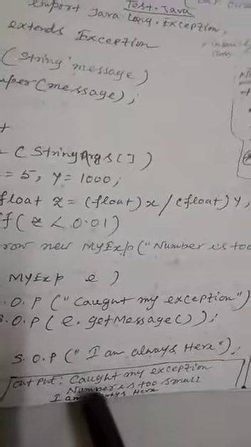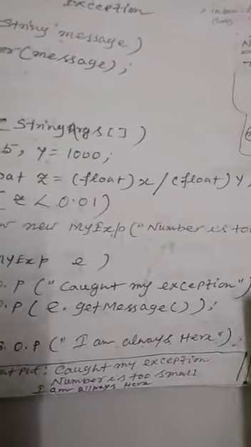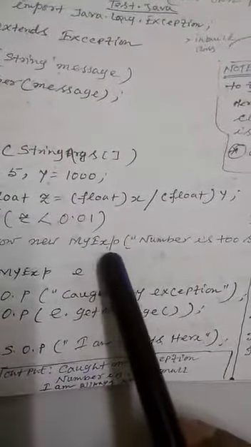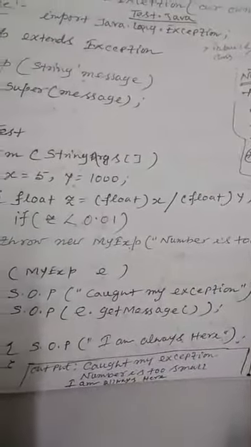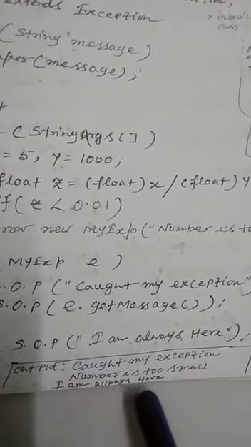Now what will be the output? Let's see. "Caught MyException" is for this exception handler within the catch block we have specified. And where is "Number is too small" coming from? It is coming from the message we have written in the constructor of our class MyException. That has been printed. Now "I am always here" is printed by virtue of the finally block.